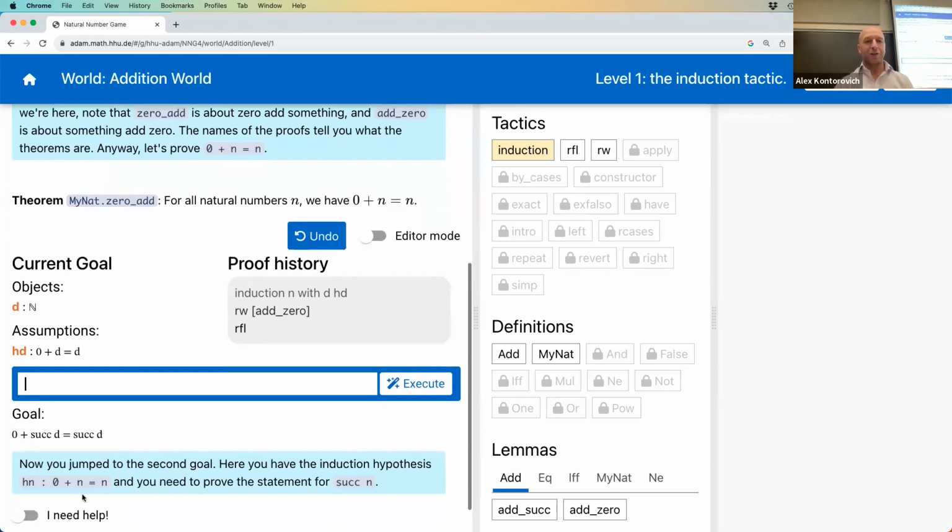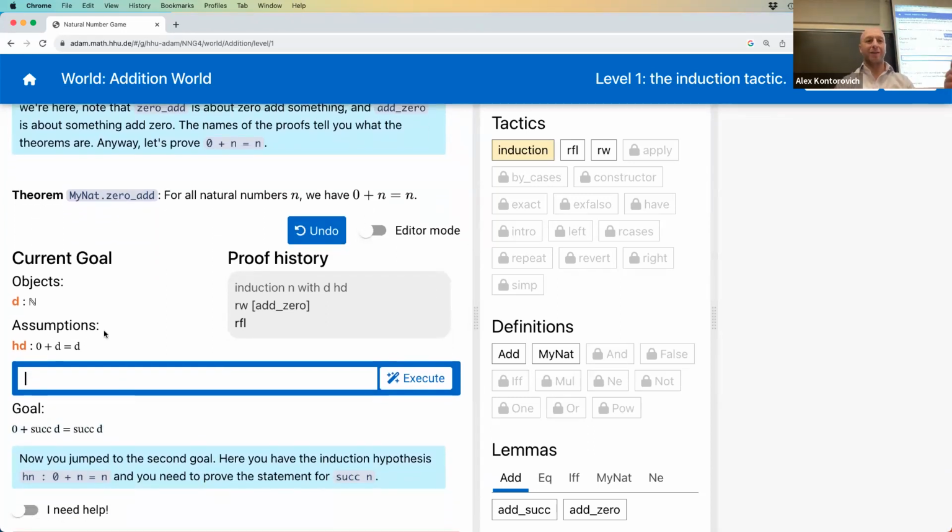Automatically, it has moved us to our second goal. Our second goal is the induction hypothesis. We assume that 0 plus d is d. d is a natural number. We're trying to prove that 0 plus the successor of d is the successor of d. How are we going to do that?